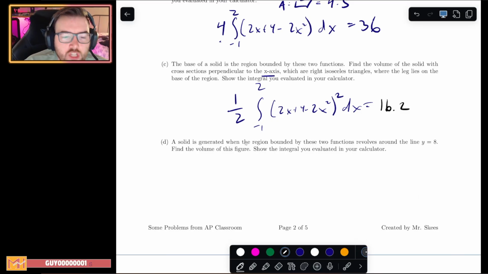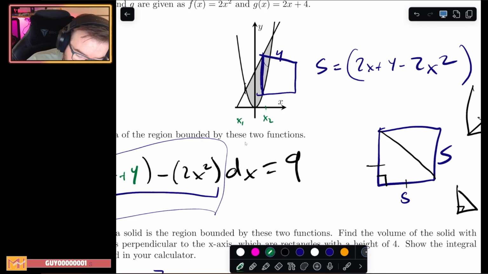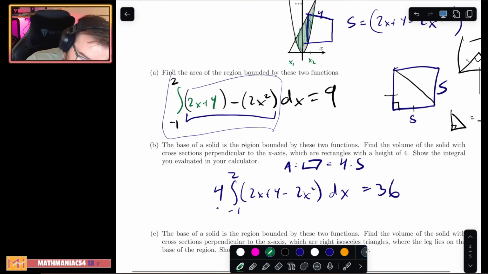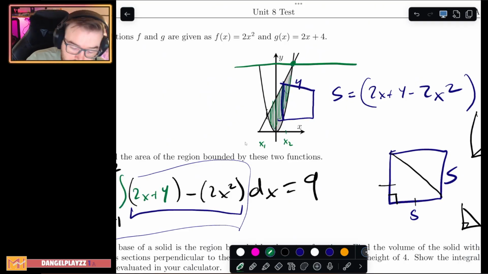A solid is generated. This is the worst part of the FRQ, of course. A solid is generated when the region bounded by these two functions revolves around the line y equals 8. Find the volume of this figure. Show the integral you evaluated in your calculator. So here, what I was pointing out in class is that this region is not flush with the line that we're revolving around. The line that we're revolving around is way up here. And remember, we learned that this actually was the intersection 2, 8, not -2.